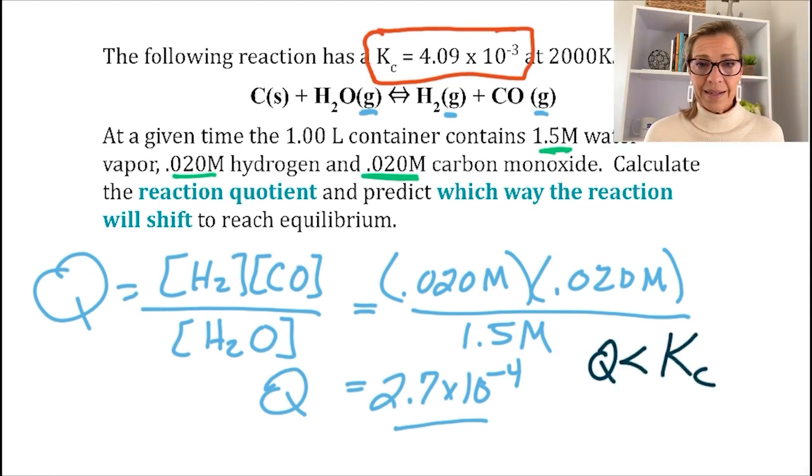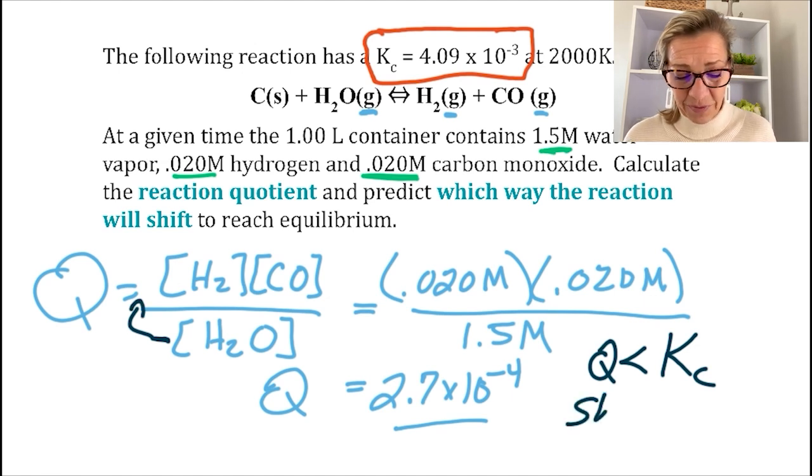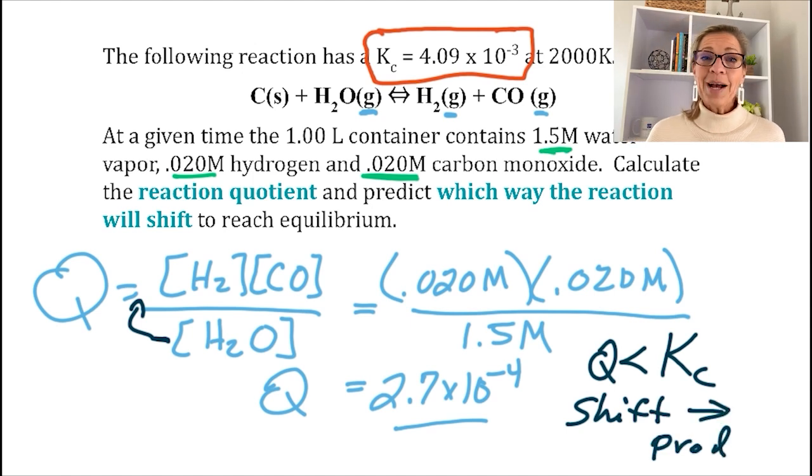So what does that mean? If Q is too small, I don't have enough product, right? My numerator is too small. So the reaction will proceed to equilibrium, and to do that, some of that reactant, water, will convert into product, okay? And so the reaction is going to shift to the right, or toward the product. And that is how you calculate Q and determine whether or not you're at equilibrium, and then which way the reaction will shift to get to equilibrium.